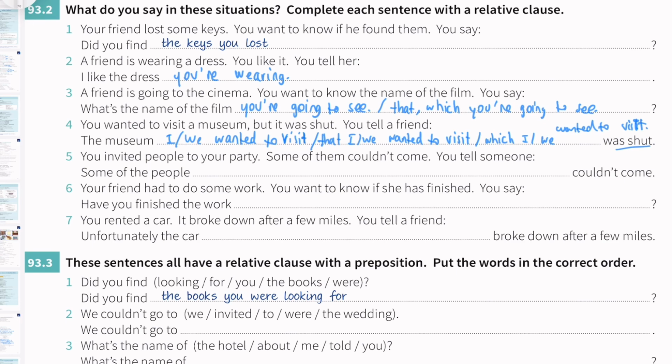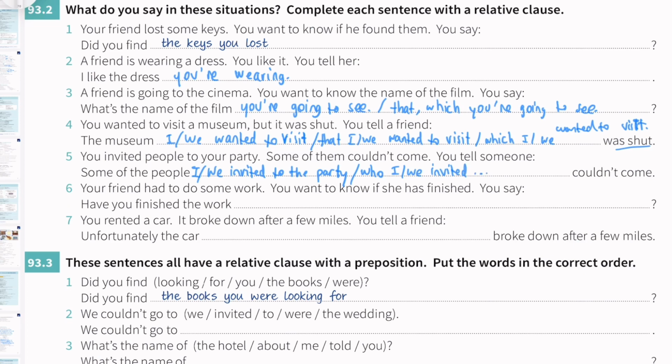Number 5, you invited people to your party. Some of them couldn't come. You tell someone, some of the people I or we invited to the party couldn't come. This is one possibility. Again, we can use who. Who I or we invited to the party couldn't come.